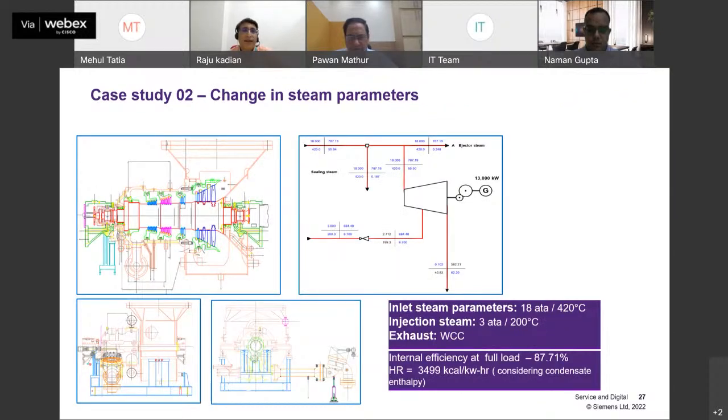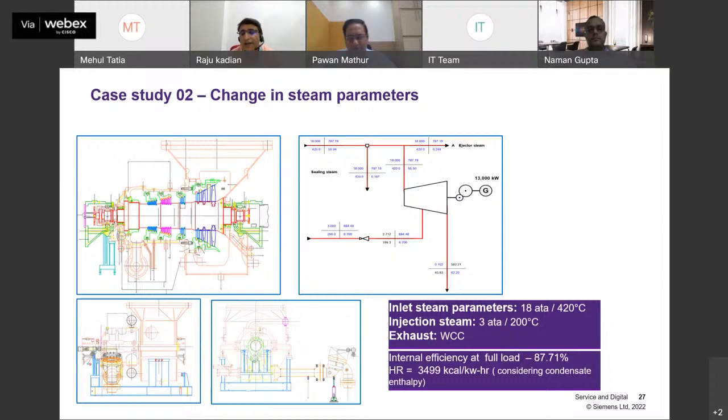Now coming to the second case study, where it was our supplied machine with inlet parameter 84 and 505. After running for some years, 2 or 3 years, the customer shut down the machine for quite a long time.